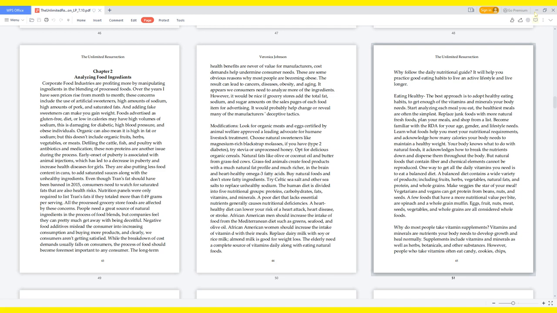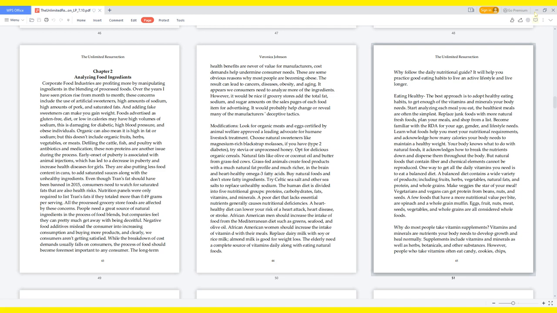Even though trans fat should have been banned in 2015, consumers need to watch for saturated fats that are also health risks. Nutrition panels were only required to list trans fats if they totaled more than 0.49 grams per serving. All the processed grocery store foods are affected by these concerns. People need a great source of natural ingredients in the process of food blends, but companies feel they can pretty much get away with being deceitful.